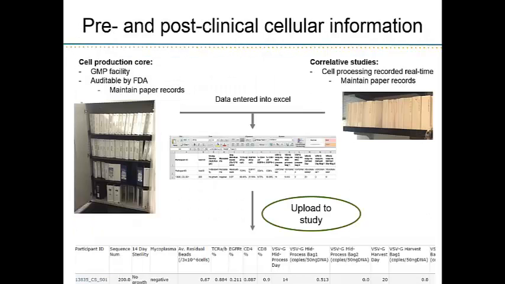For the cellular information, the Cell Production Core is a GMP facility, which means that they need to be auditable by the FDA at any time. They maintain paper records, mostly because it is very easy to validate somebody's handwriting. It's not quite as easy to go through all the software that you would normally use and validate it that way. So this is an example of all the binders they have.